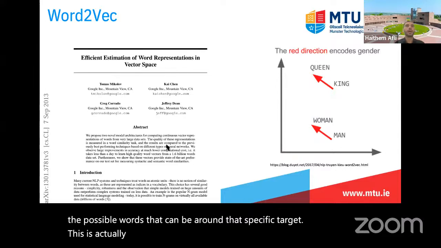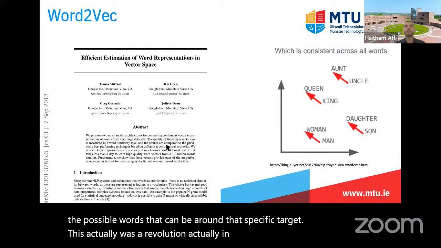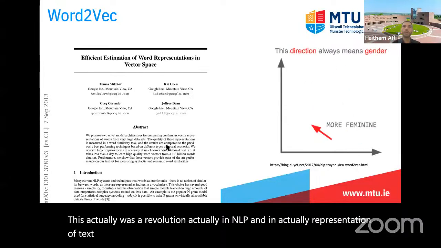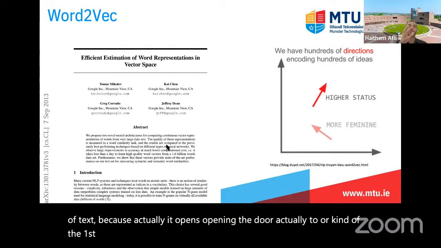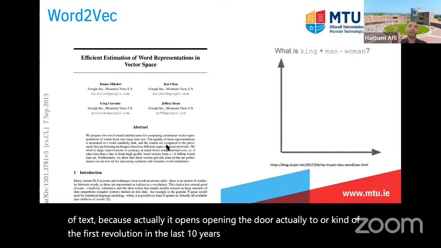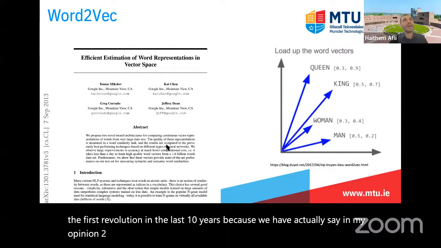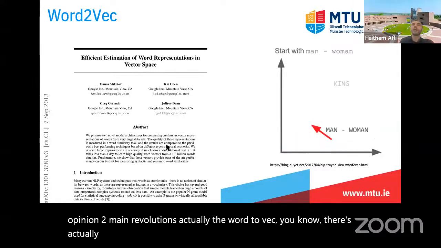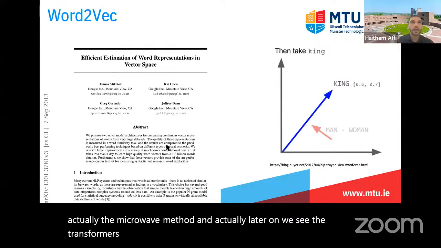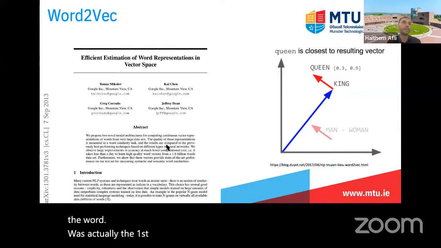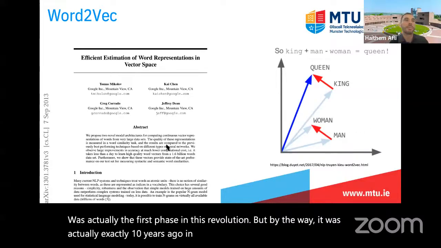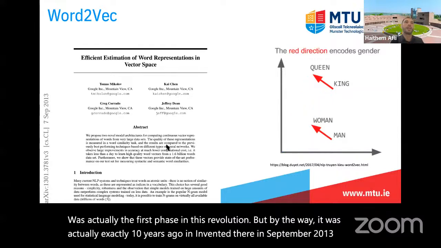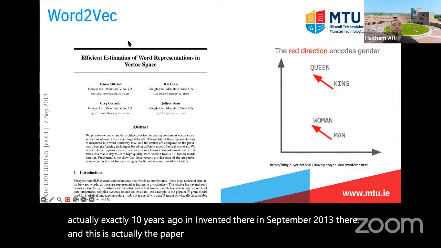This was a revolution in NLP and in the representation of text, because it opens the door to the first revolution in the last 10 years. In my opinion, there are two main revolutions: word2vec, the Mikolov method, and later on the transformers. So word2vec was the first phase in this revolution. By the way, it was invented exactly 10 years ago, in September 2013, and this is the paper if you want to have a look.